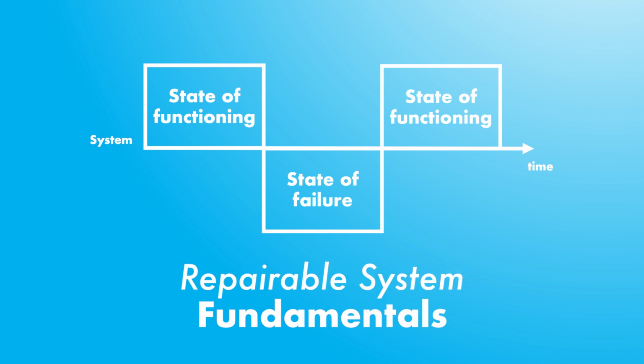We show here the functionability profile of a hypothetical system that is repairable, or as we may call it, maintainable. It is maintainable because after a state of functioning, when a failure happens, the system can be put into a state of failure where it is repaired and put back into operation, into another state of functioning.